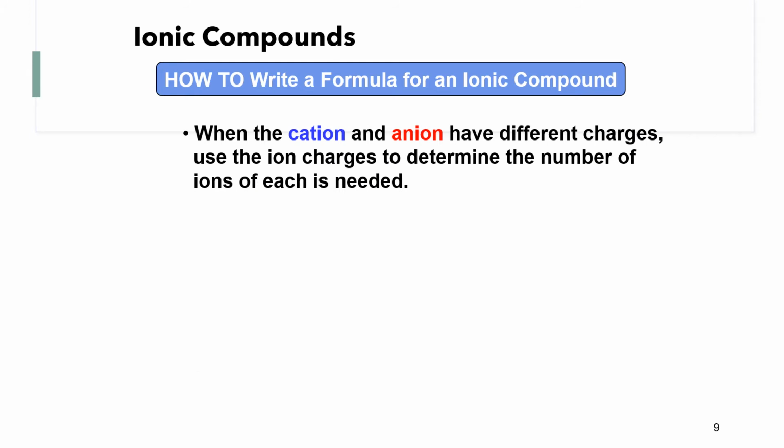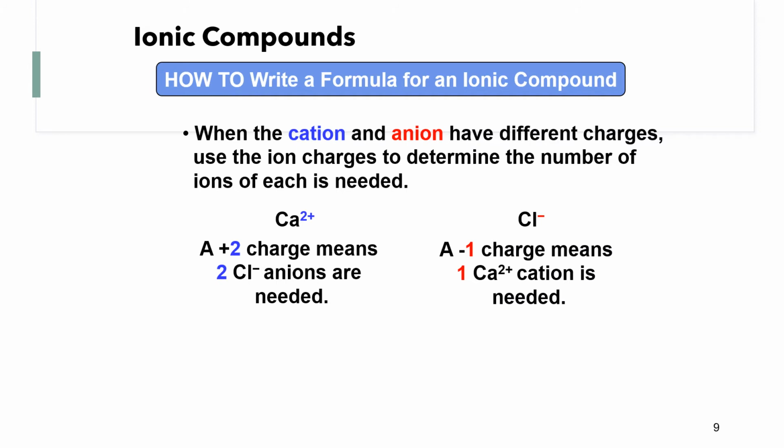When the cation and the anion have different charges, however, you're going to have to figure out how many you need of each in order to get that 0 neutral charge on your final molecule. So let's try a different example. In this case, we're going to use calcium and chlorine. Calcium has a +2 charge. Chlorine has a -1 charge. A +2 charge means that you need 2 chlorine anions in order to balance the charge. A -1 charge means that you only need 1 calcium to balance out the charges.